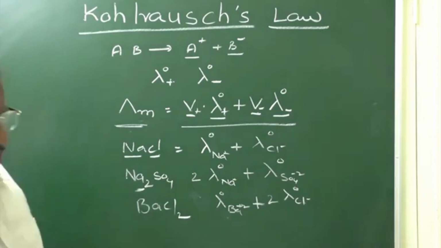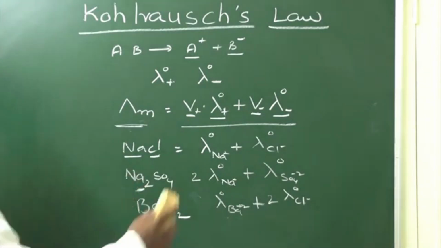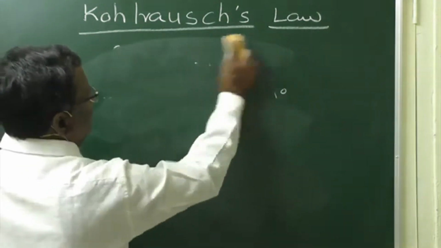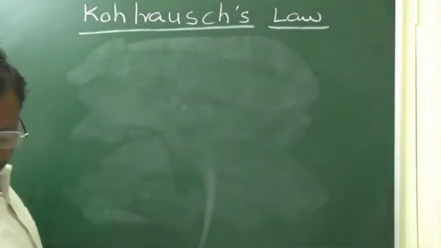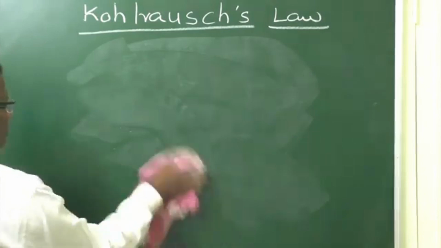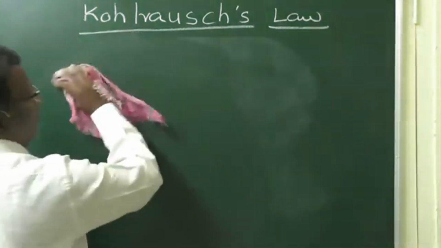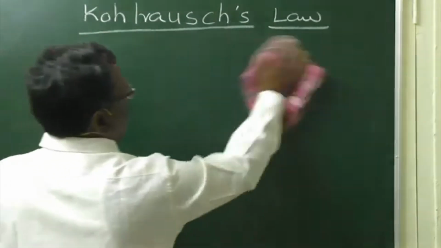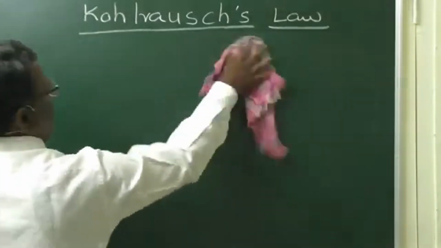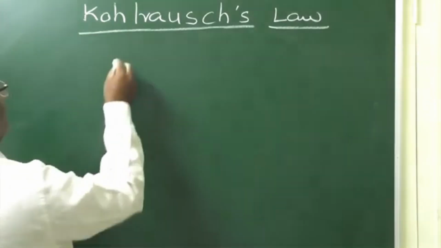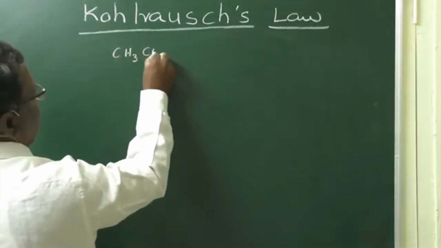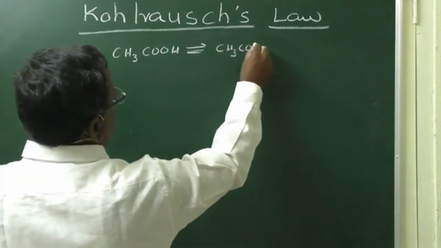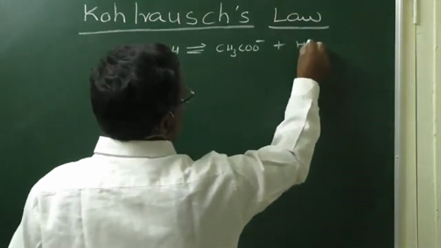In the case of weak electrolytes, we are unable to get this molar conductivity at infinite dilution. In an alternative way, we calculate the molar conductivity by using the Kohlrausch law. For example, if you take CH3COOH, its constituent ions are CH3COO minus and H plus ions.